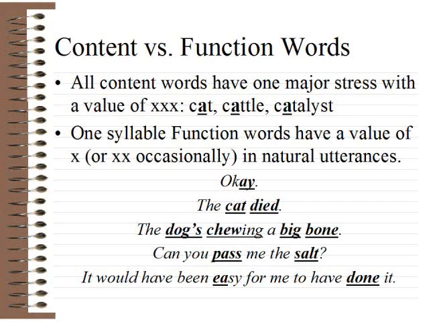1 syllable function words have a value of X or XX occasionally in natural utterances. For example, okay. The O is probably a 2 there, 2X, and the 3 is on the A. Okay, okay, okay. I'm definitely not at a 1 on the O. It has some stress. The cat died. That would be a 1-3-3 sentence. The dog's chewing a big bone. Can you pass me the salt? It would have been easy for me to have done it.